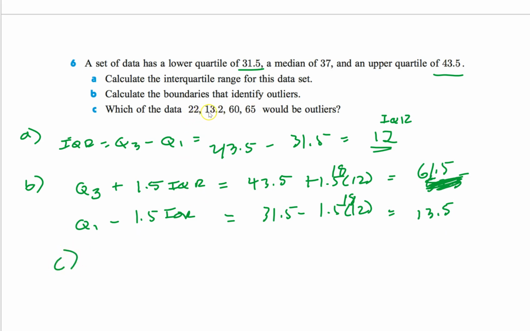Well, 22 falls within the range. 13, that one's just below, so 13 will be an outlier. 13.2, I should say. 60 is good. 65 is too big. So that's how you calculate and find outliers.